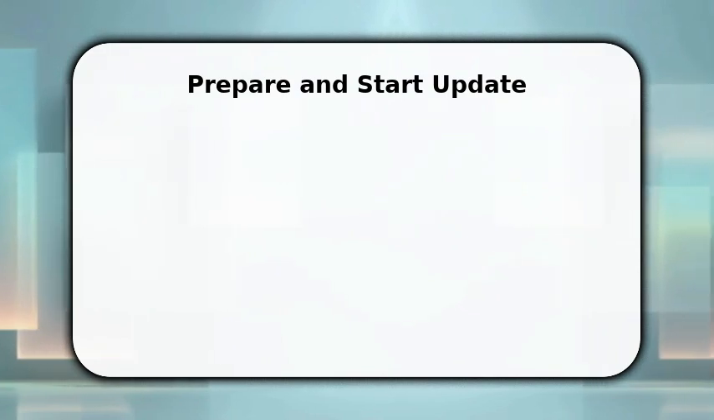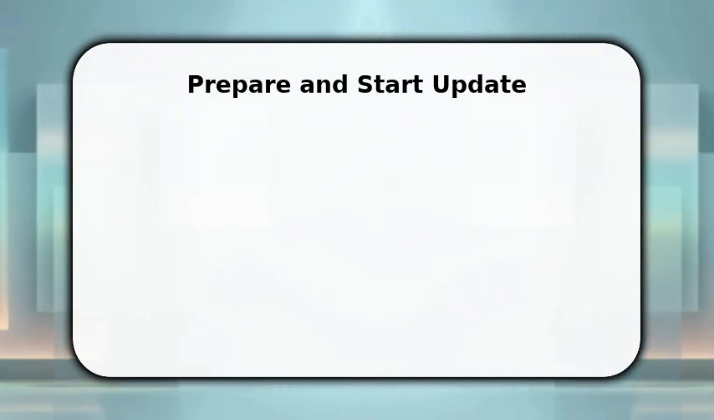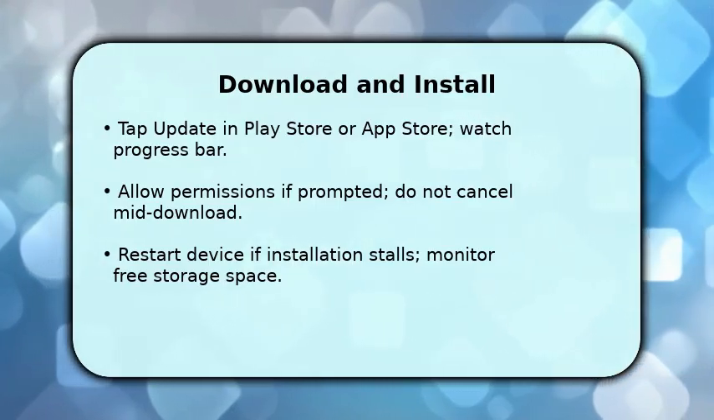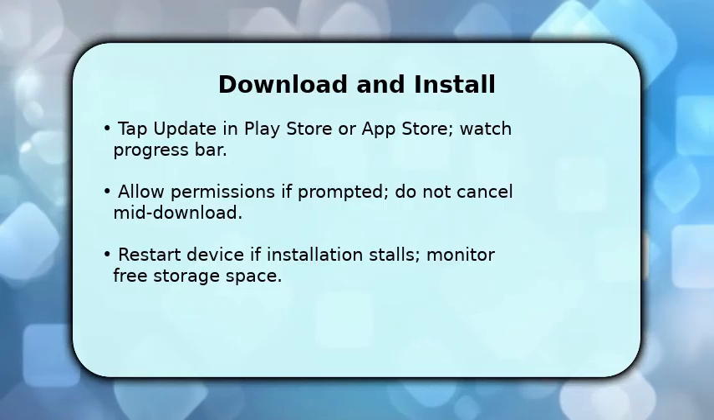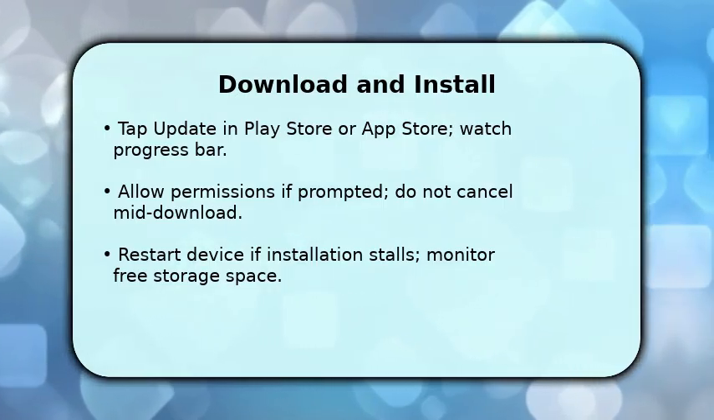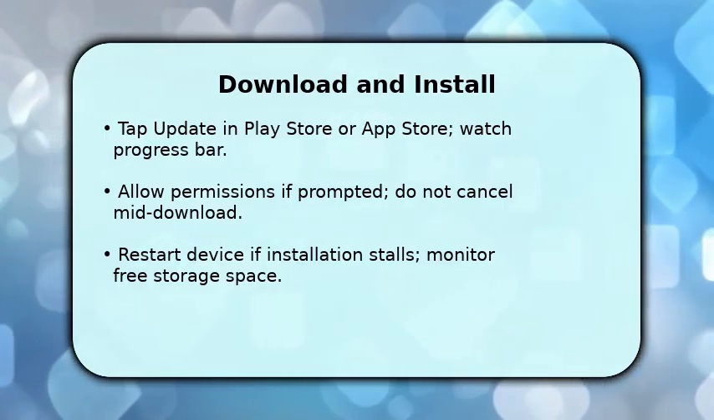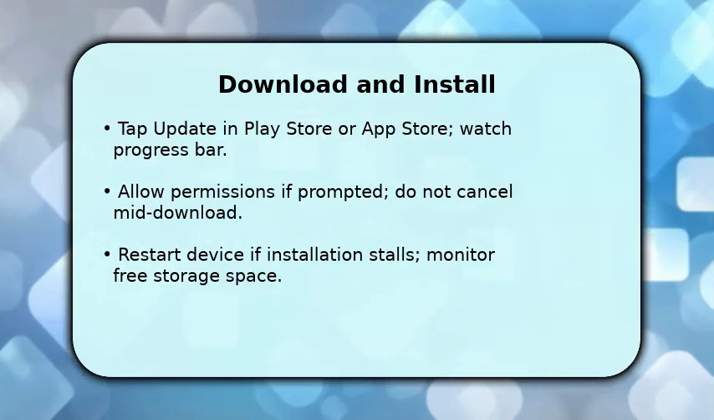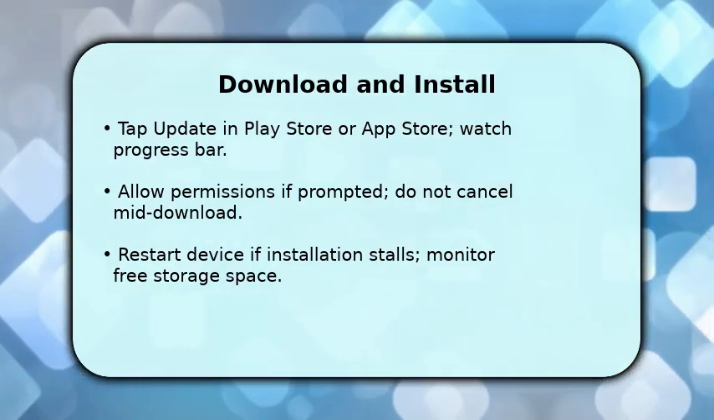You tap Update in the Play Store or App Store and watch the download progress. This reveals whether the update is delivering a full release or a small patch. As it installs, allow any permission changes the store requests because denying may block features. If the download appears stuck, pause then resume or restart the device to clear transient holds.